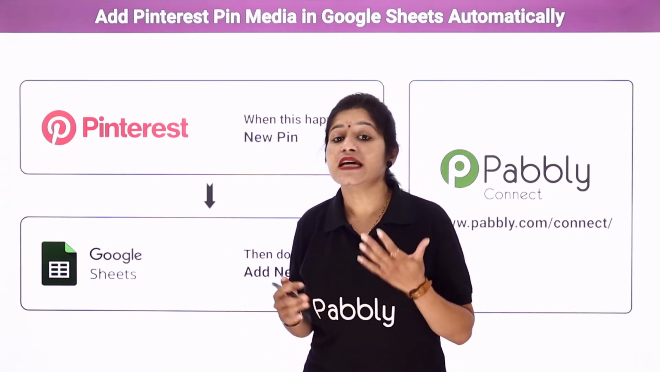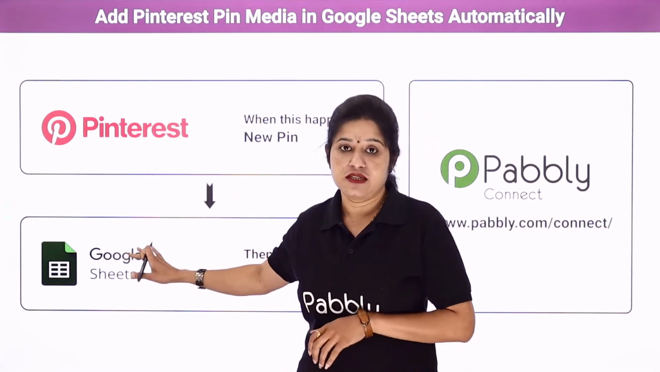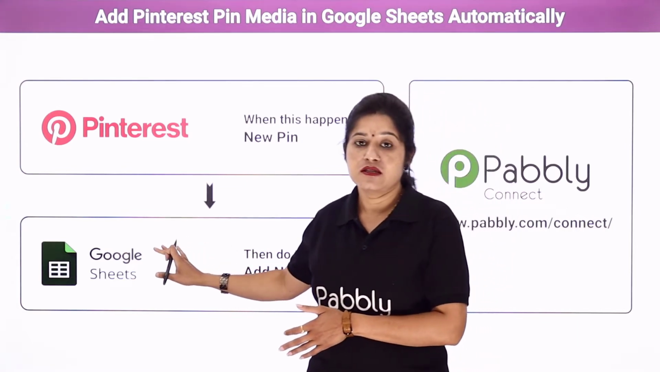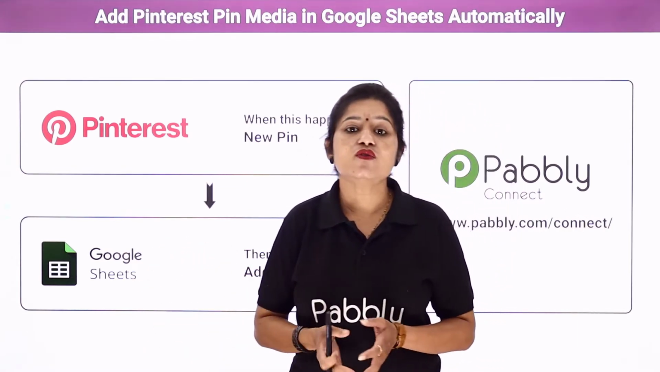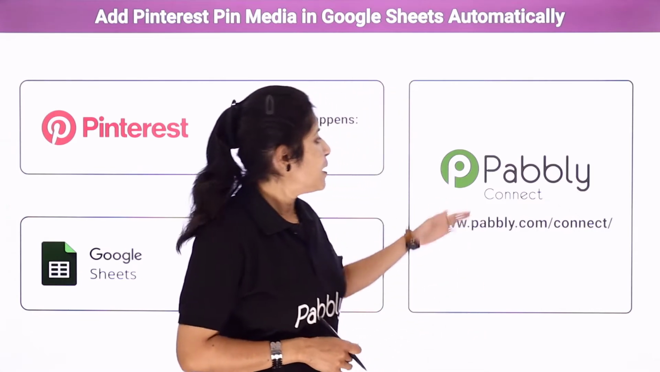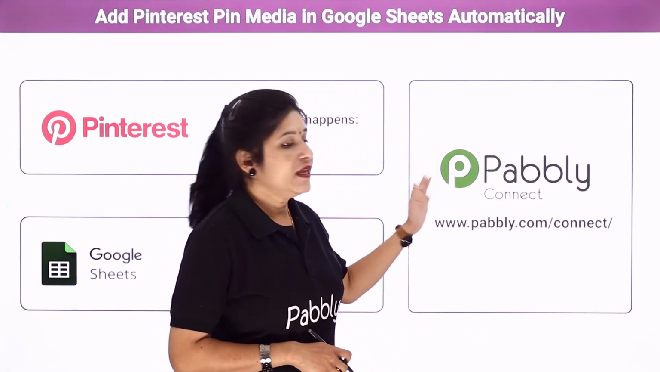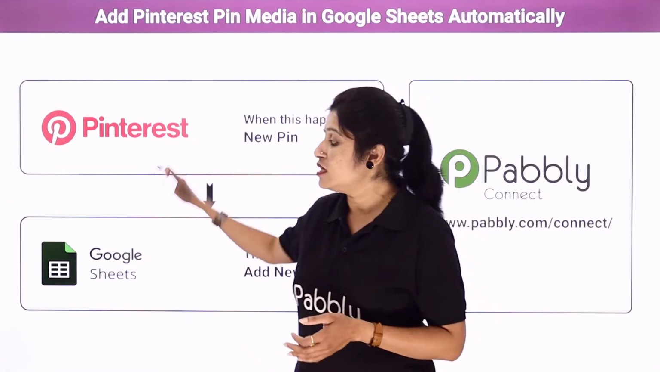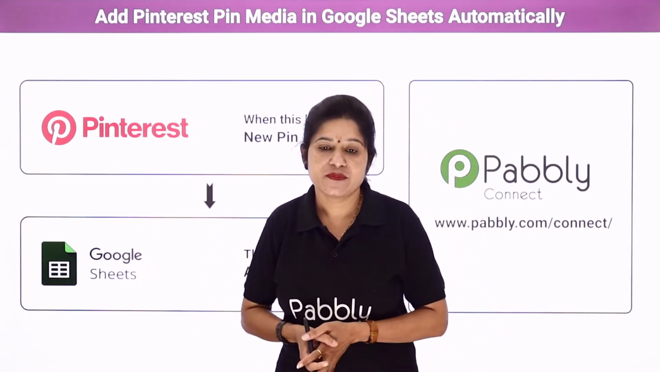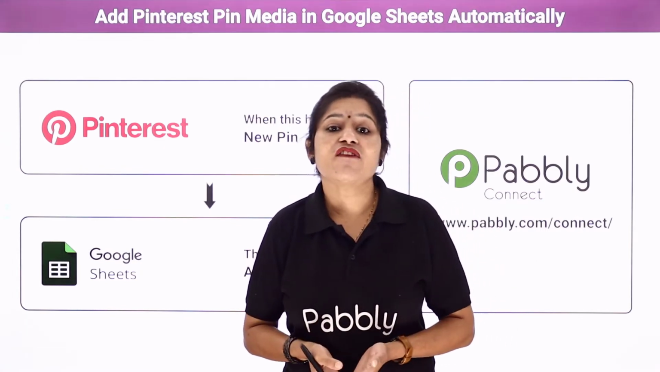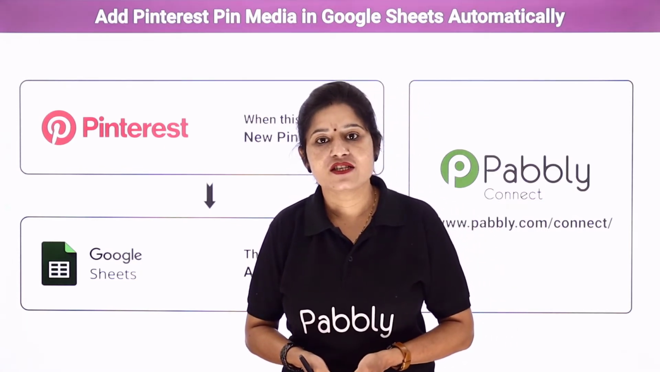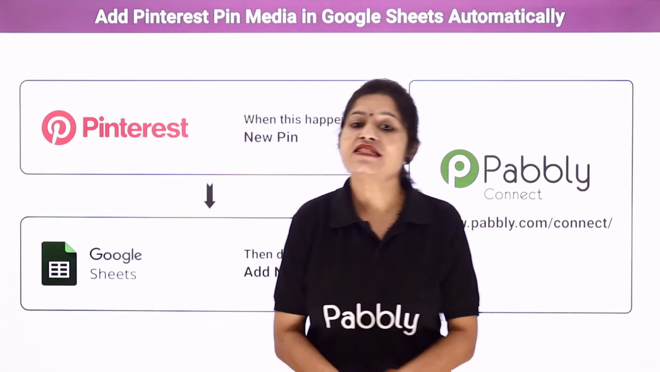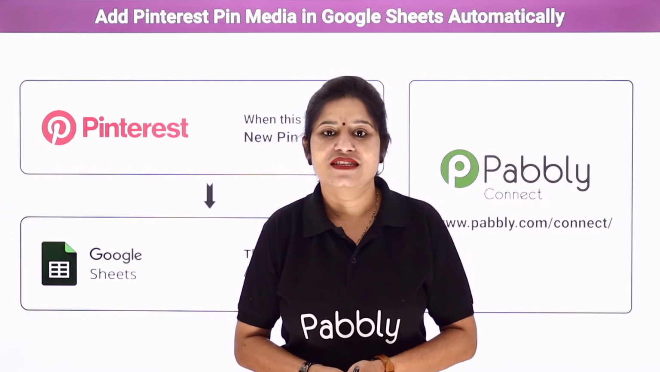For this we need to create a connection between Pinterest and Google Sheets so that whenever a new pin is created, its details are recorded into your Google Sheets. In order to create a connection, we are going to use a software application named Pabbly Connect. Basically, Pabbly Connect is an automation and integration software which will help us in integrating both these software applications automatically. The best part here is it doesn't require any coding skills or programming knowledge. Even a non-technical person can use this software application very easily. So let us learn the integration process now on my screen.